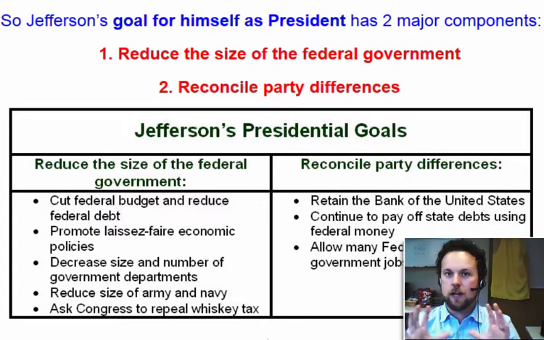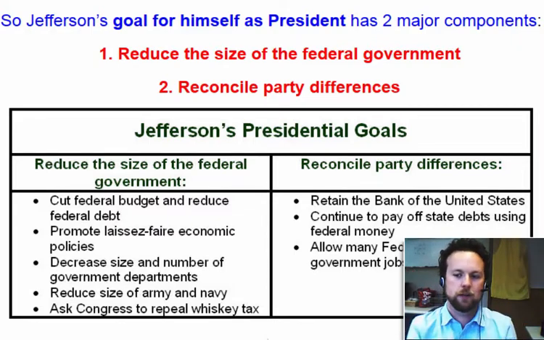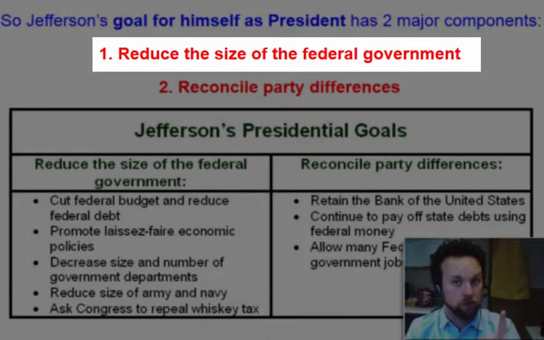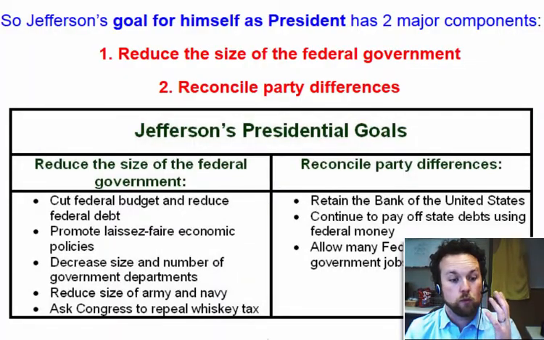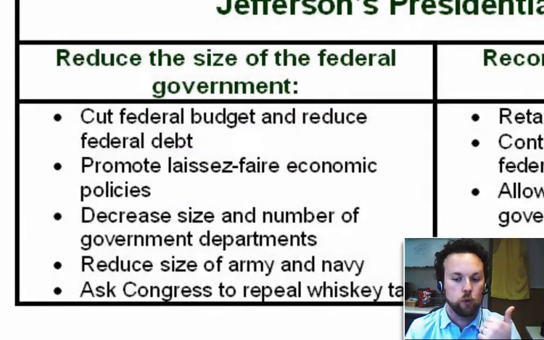Well, not just two goals, but they kind of were two main components. One was to reduce the size of the federal government, and two, he wanted to reconcile party differences. So, reducing the federal government, he wanted to cut the federal budget and reduce the national debt. In doing so, promote laissez-faire economic policies, decrease the size and number of government departments, and reduce the size of the Army and Navy with Congress's permission, as well as asking Congress to repeal the whiskey tax.